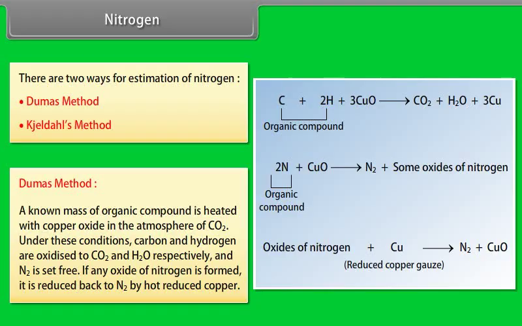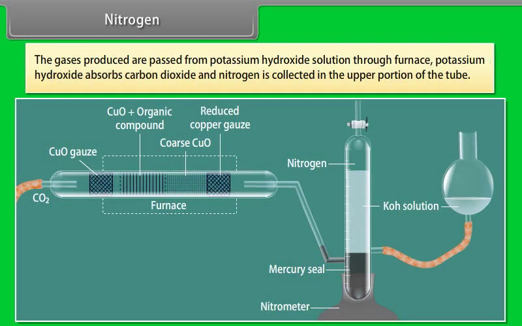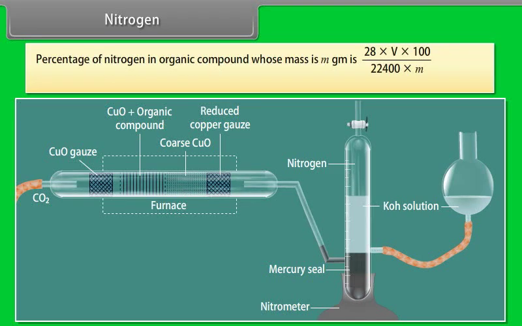If any oxide of nitrogen is formed, it is reduced back to nitrogen by hot reduced copper. The gases produced are passed through potassium hydroxide solution in a furnace. Potassium hydroxide absorbs carbon dioxide and nitrogen is collected in the upper portion of the tube. Percentage of nitrogen in an organic compound whose mass is m gm is 28 × V × 100 / (22,400 × m), where V is the volume of nitrogen at STP.